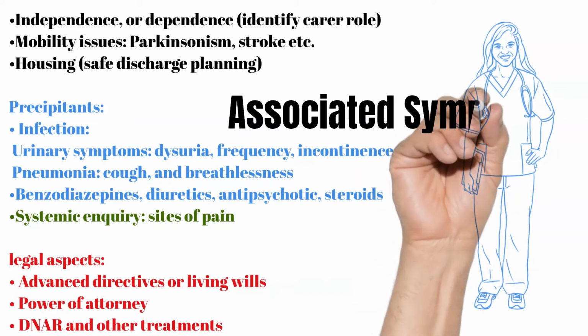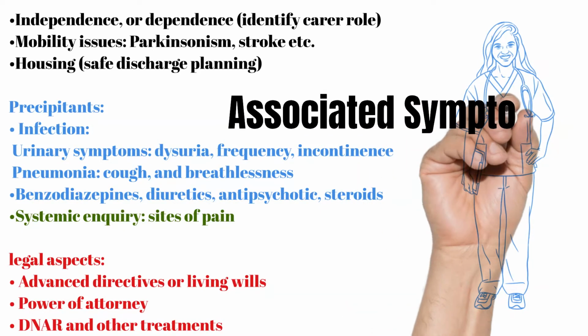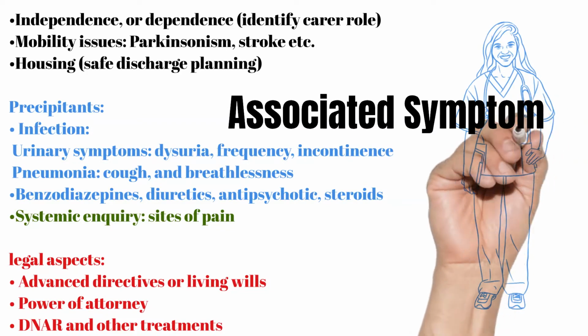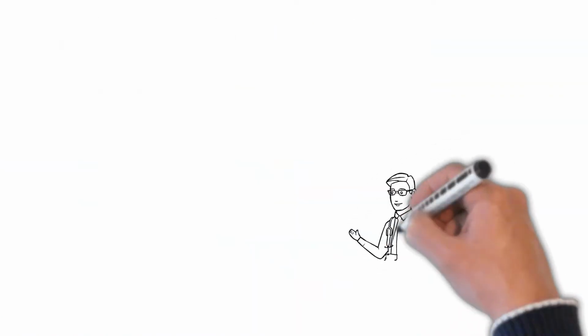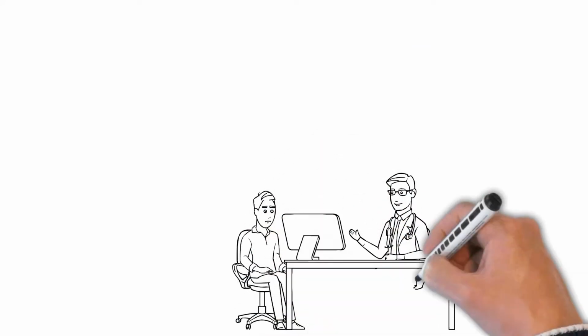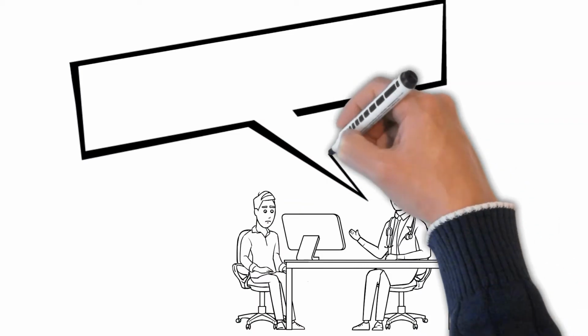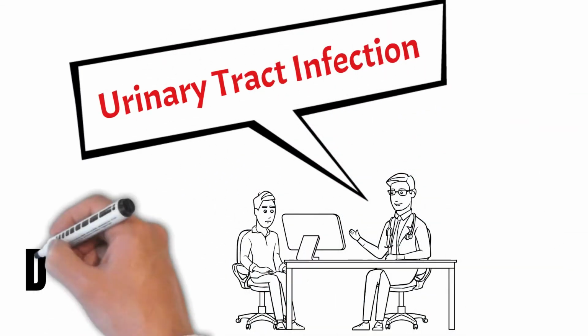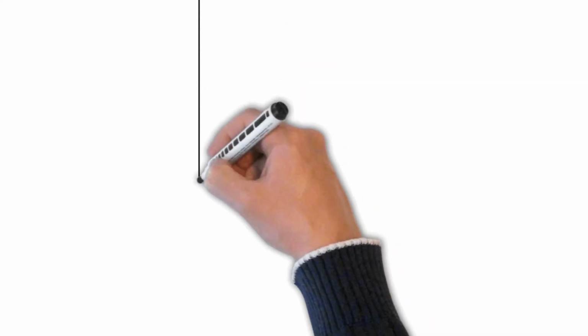Furthermore, discuss legal aspects, advance directives or living wills, power of attorney, DNAR and other treatments. At this point, we have ruled out possible differentials and make our approach align towards a definitive diagnosis. To support it, we can perform a quick physical examination and lab investigations. As in this case, we can check gait.